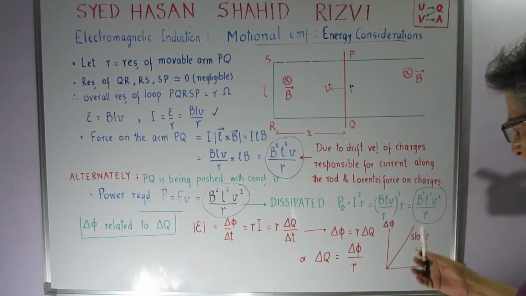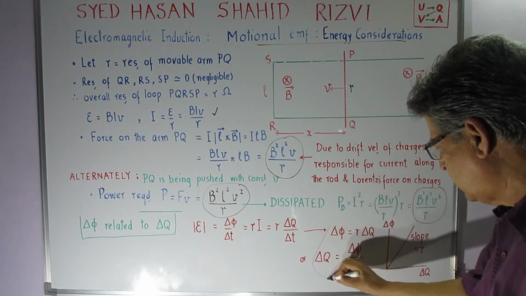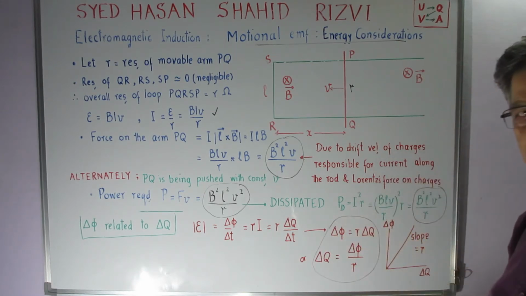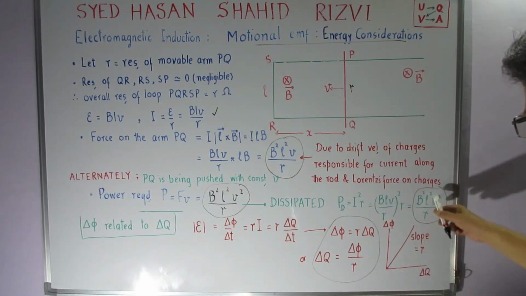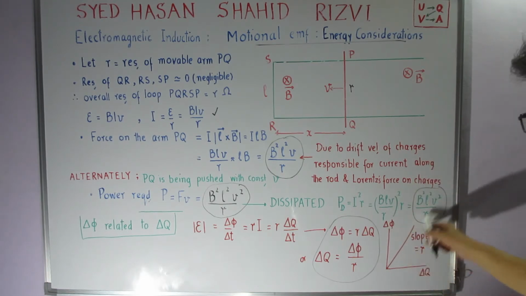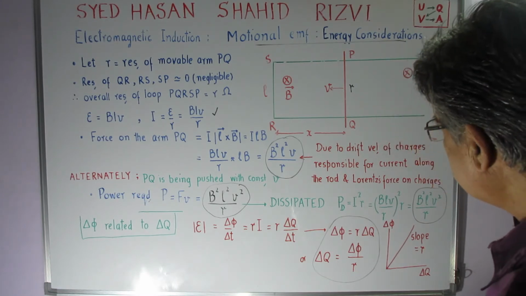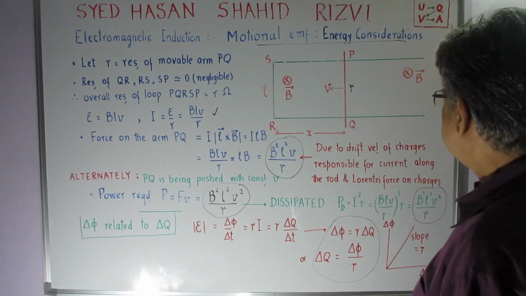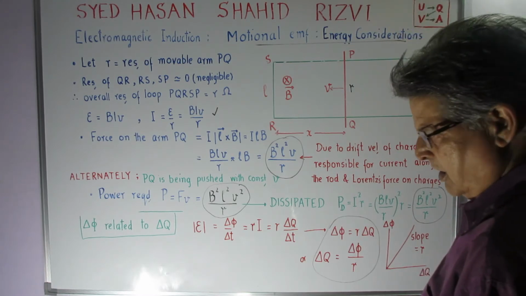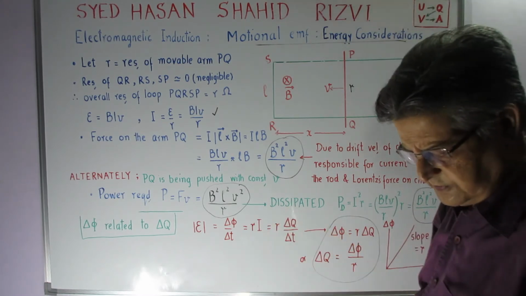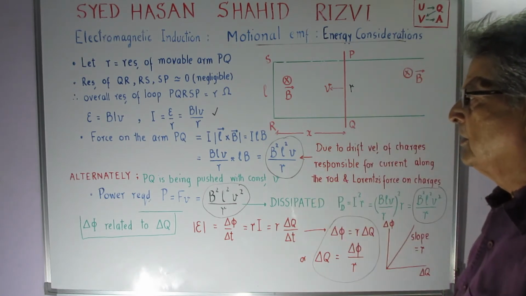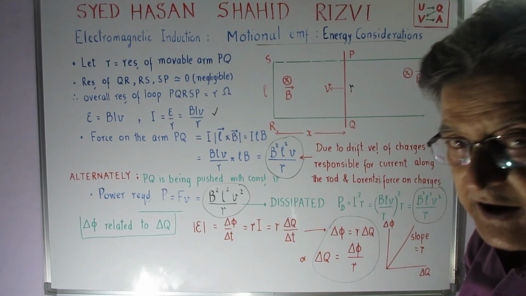So there is a linear relationship, as is evident from this set of equations. I can draw delta phi against delta Q, and the slope is equal to r. Reverse that and the slope becomes equal to 1 upon r, etc. Now, look here. Suppose this field, I'll tell you later on, but first of all we are going to talk about what are known as eddy currents.